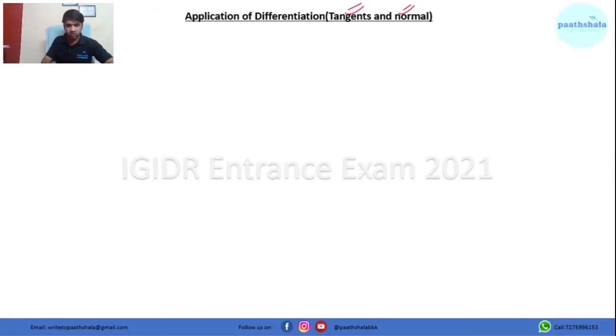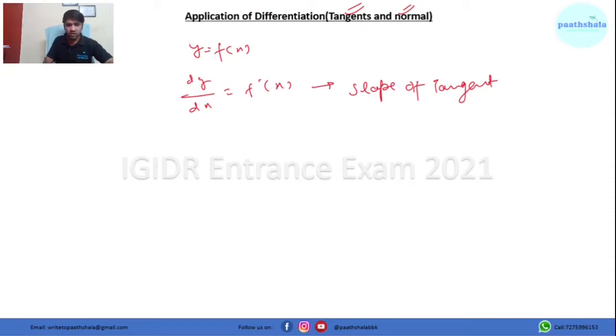Suppose we have any curve, let's say y equals f(x), and we have to find the slope of the tangent or the slope of the normal. What we have to do is differentiate this function with respect to x, and we'll get f dash x. This will represent the slope of the tangent. In order to find the slope of the normal, the slope of the normal will be minus 1 upon dy by dx.